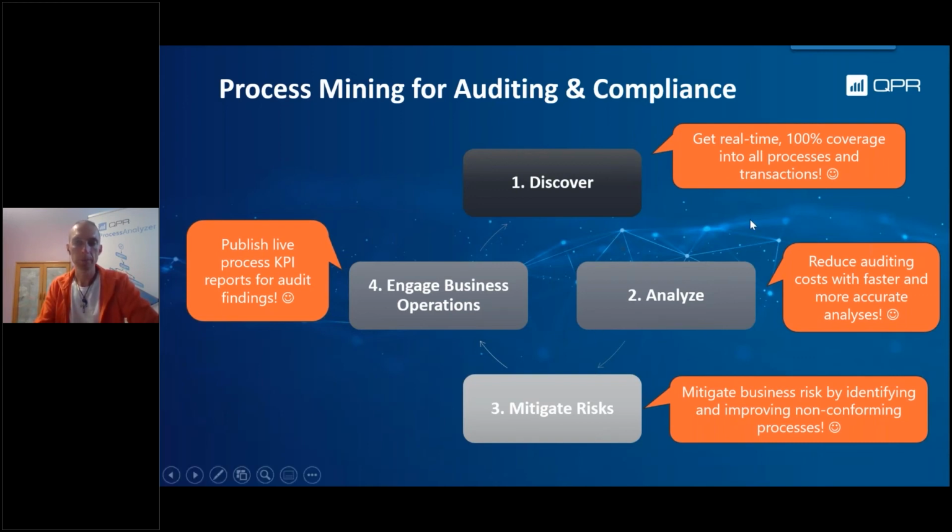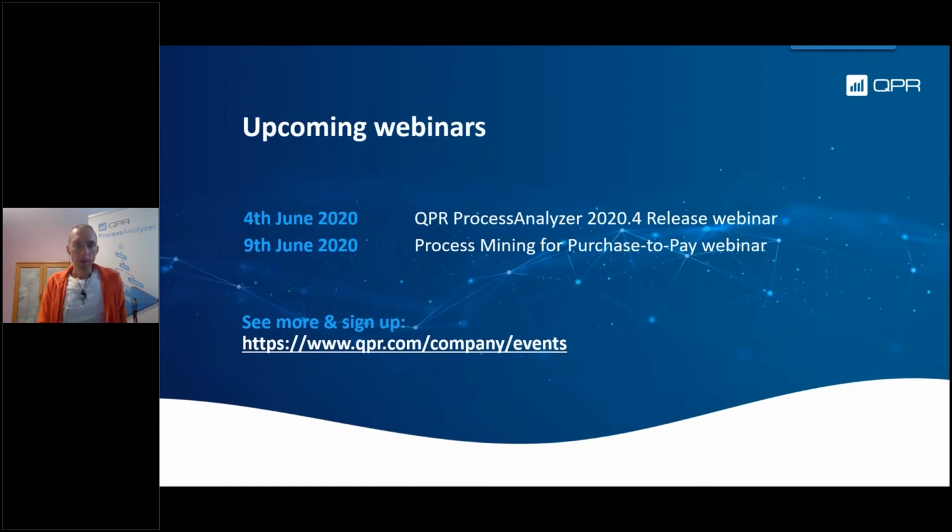of some specific processes. Then you can mitigate the risks by identifying and improving the non-conforming processes with the conformance analysis, and then engage the business operations by publishing the live process KPI reports for the audit findings. So in addition to just the audit finding, you can supplement that with the live process KPI report. Okay, that was the process analyzer, process mining for auditing and compliance.